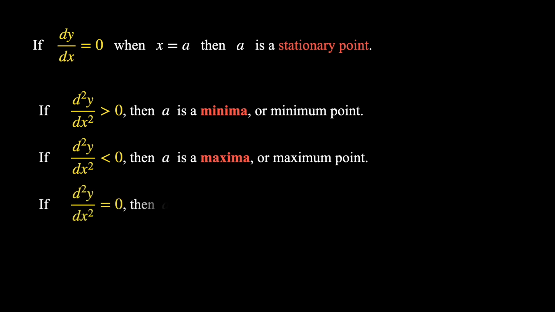When the second derivative is 0, then the point is said to be an inflection point. At an inflection point, the nature of the function does not change.